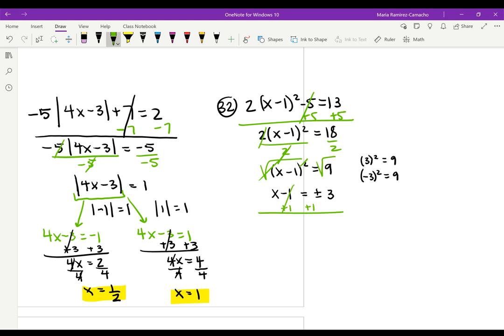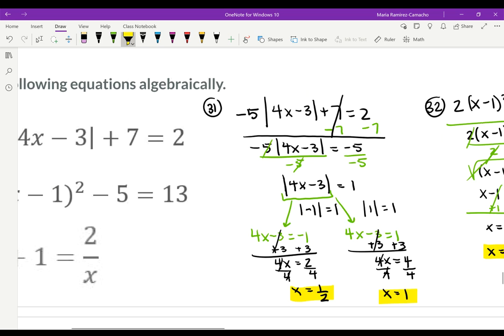Add 1 to both sides. X is equal to 1 plus or minus 3. 1 plus 3 would be 4. 1 minus 3 would be -2. Okay, so two solutions. Again, you can check that they're correct by plugging them back into the original equation.